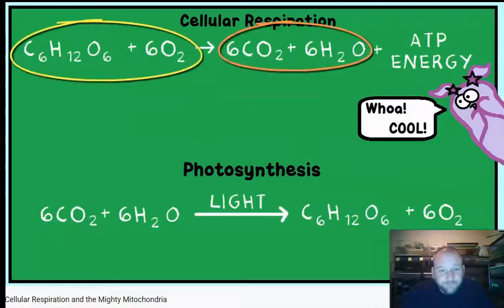Really good stuff here. Just look how the reactants and the products just seem to be on different sides.